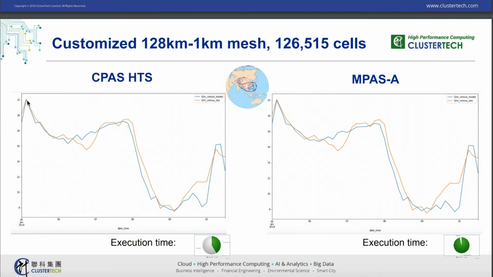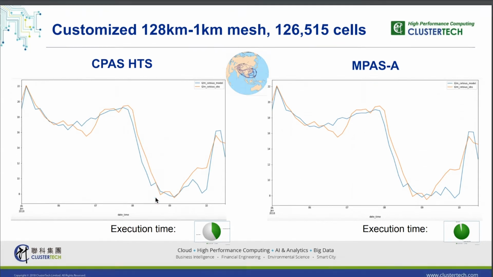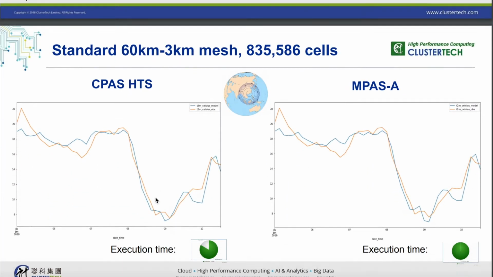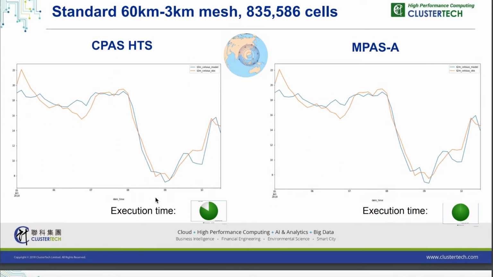On the first day, our prediction is pretty good. And on the third day, it can predict the temperature drop, but unfortunately with a shift in time. And for the standard mesh, on the third day, it can catch the drop of temperature at perfect timing, but on the first day, the prediction is not so good.